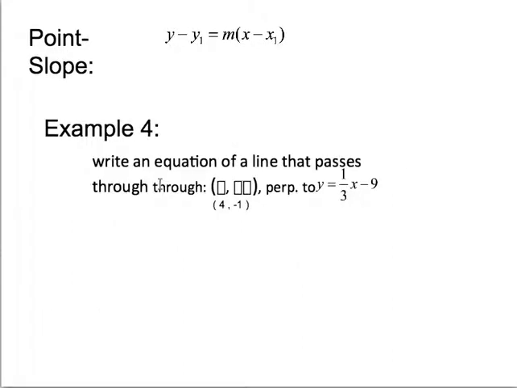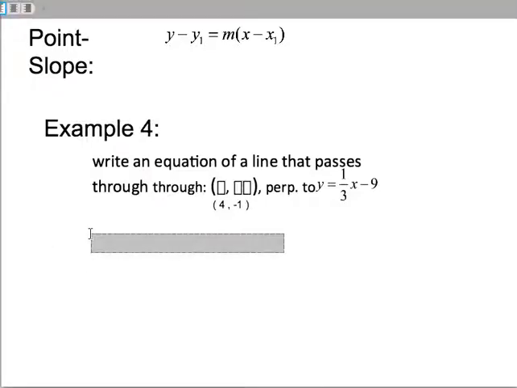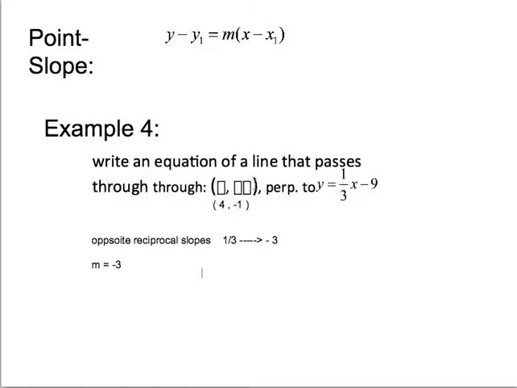Write an equation for a line that passes through the point 4, -1 and is perpendicular to y equals 1/3 x minus 9. Okay, so now we're perpendicular. Perpendicular means opposite reciprocal slopes. Okay, so if I'm starting with a positive 1/3, I now want to be negative because I'm opposite. And instead of 1/3, I want to be 3. So our new m is -3.